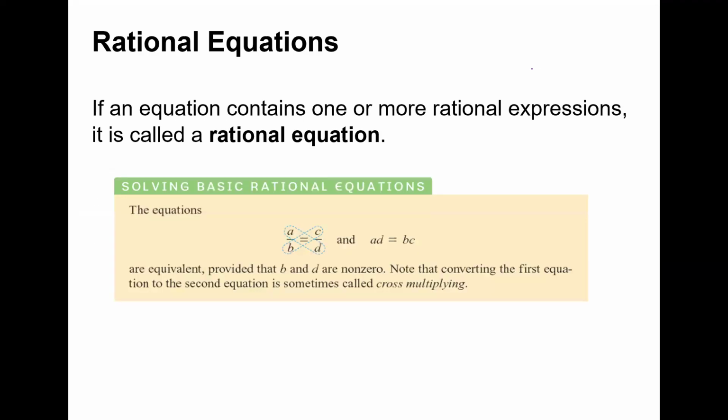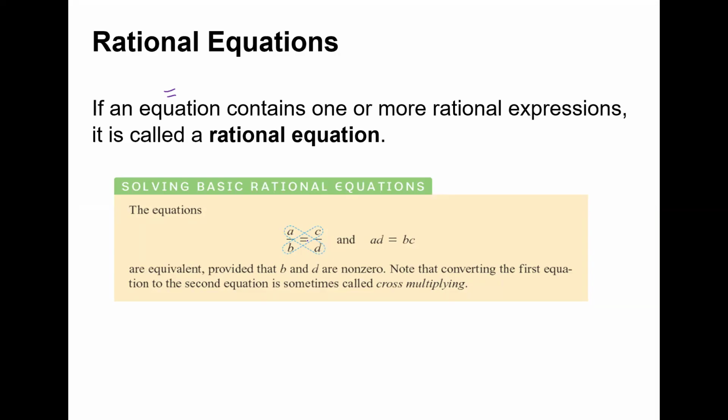So rational equations. If an equation contains one or more rational expressions, it's called a rational equation. And remember, an equation has an equals sign. So if it has rational expressions with an equals between them, it's going to be a rational equation. And usually it's like A over B equals C over D.